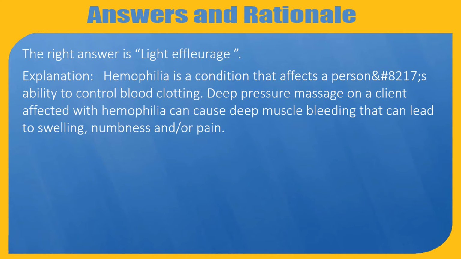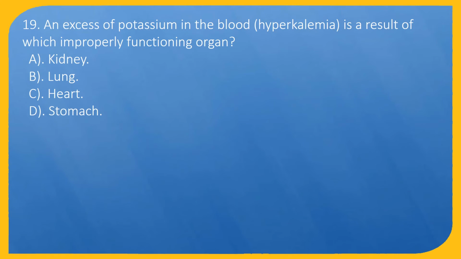Explanation: hemophilia is a condition that affects a person's ability to control blood clotting. Deep pressure massage on a client affected with hemophilia can cause deep muscle bleeding that can lead to swelling, numbness and/or pain. Question 19. An excess of potassium in the blood, hyperkalemia, is a result of which improperly functioning organ?